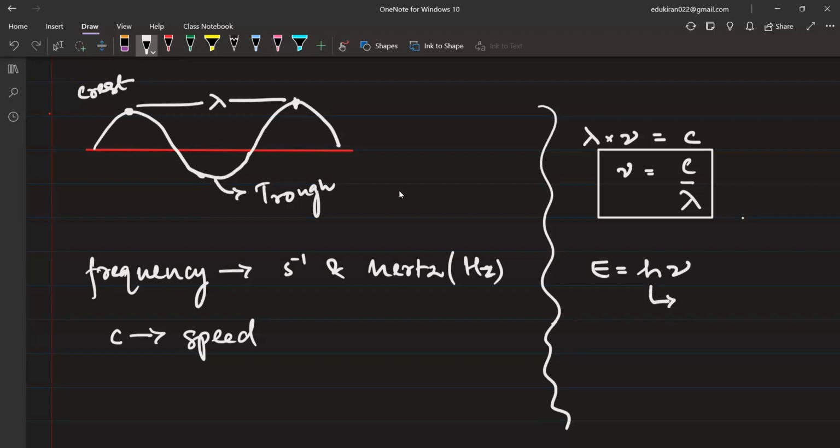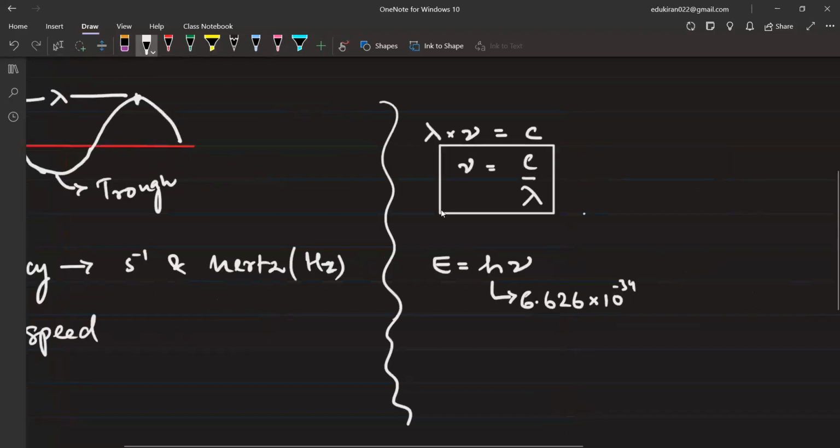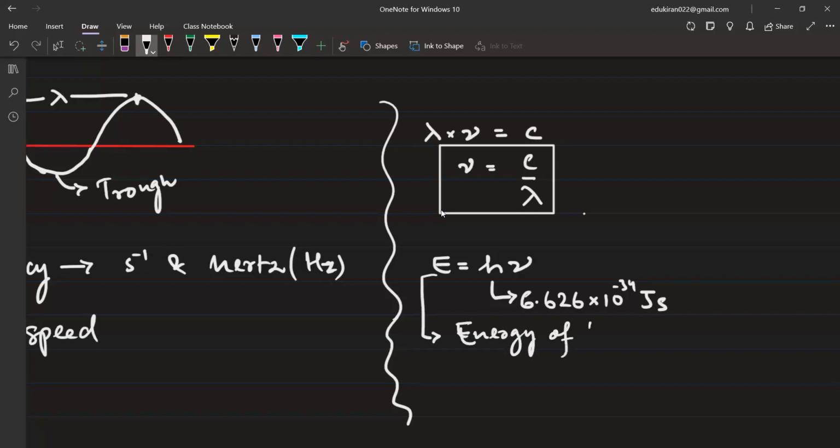The value of h is a constant which is equal to 6.626 into 10 to the power minus 34 joule seconds. This is the energy of one photon. If we have n number of photons, then it becomes E is equal to N into h into nu.